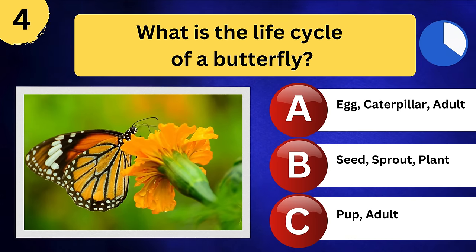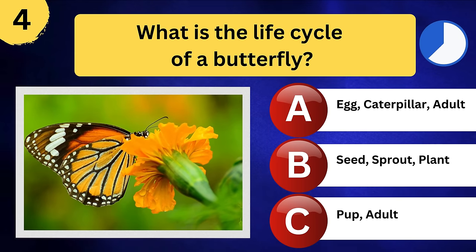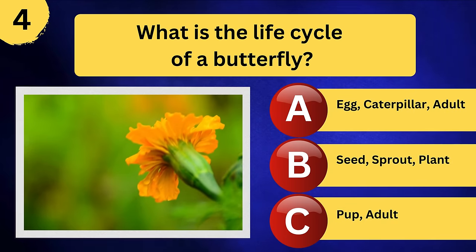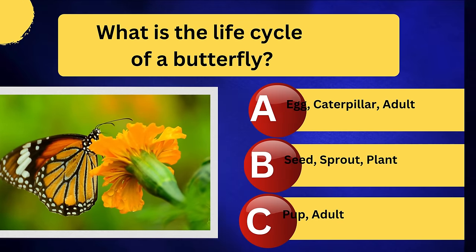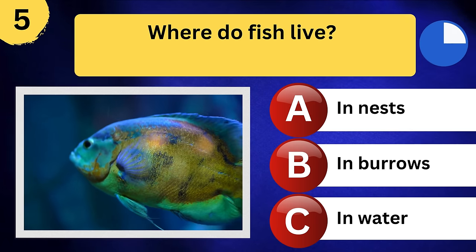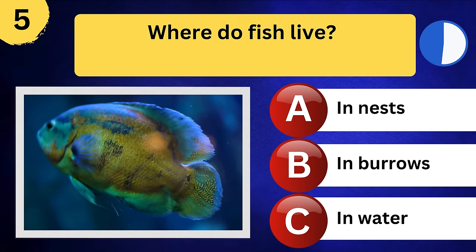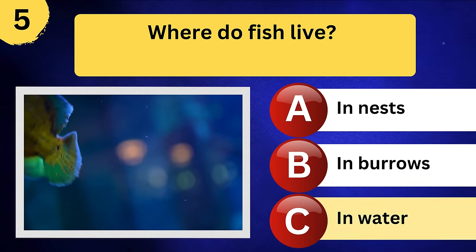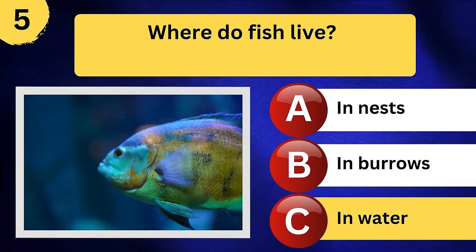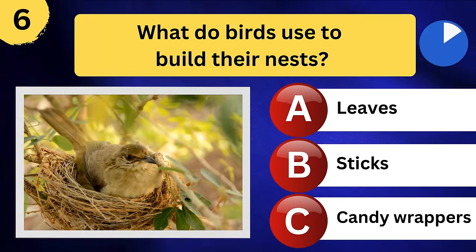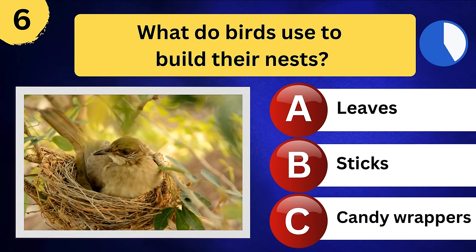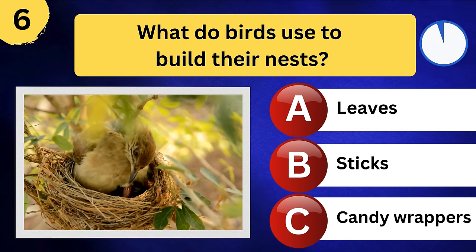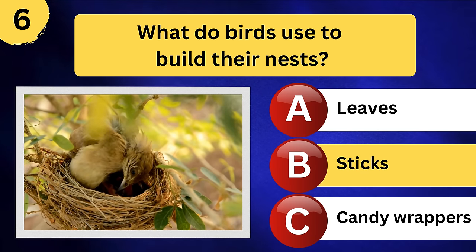What is the life cycle of a butterfly? Egg, caterpillar, adult. Where do fish live? In water. What do birds use to build their nests? Sticks.